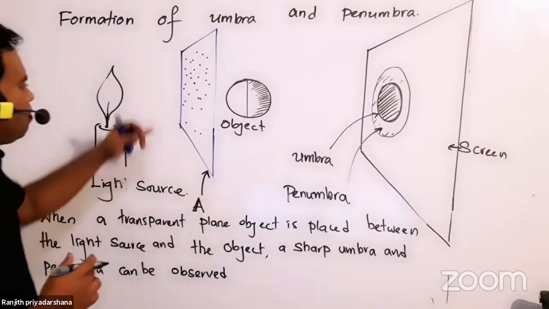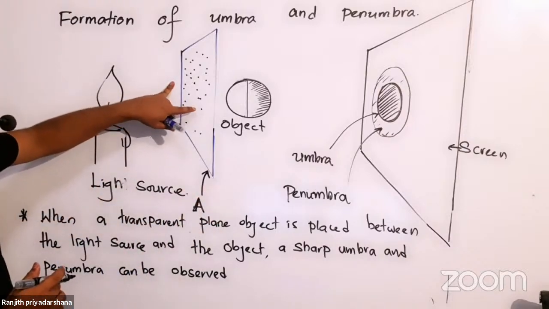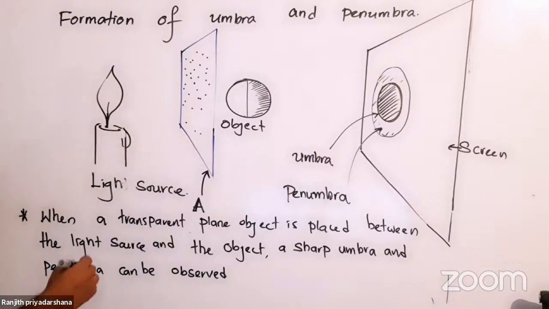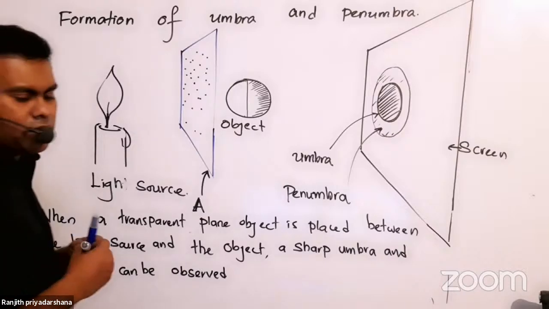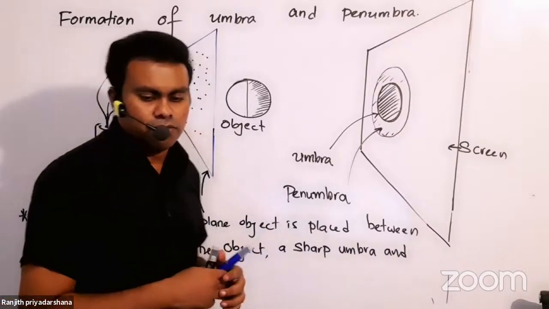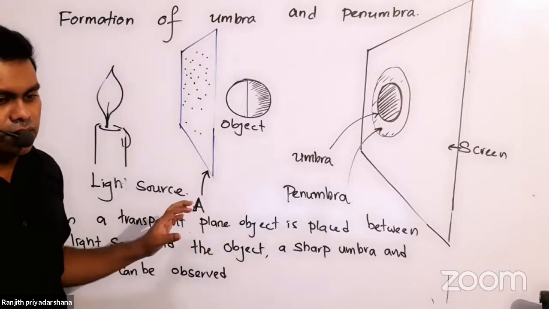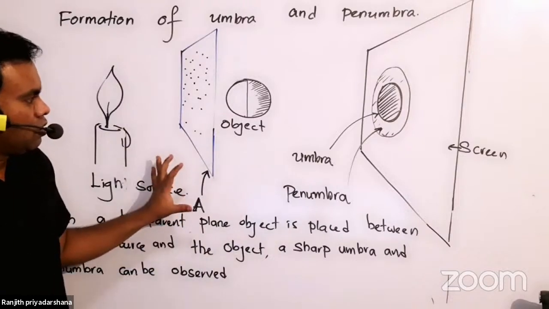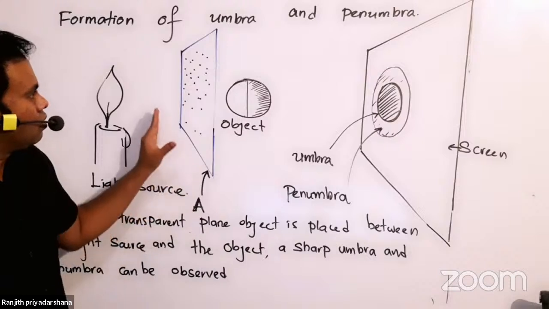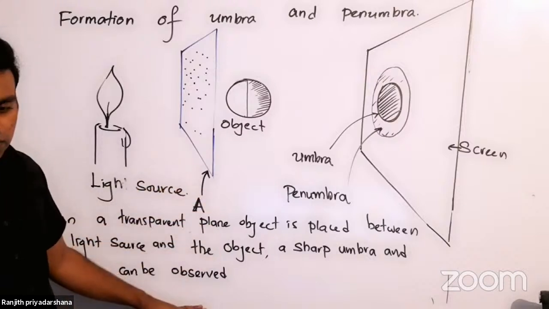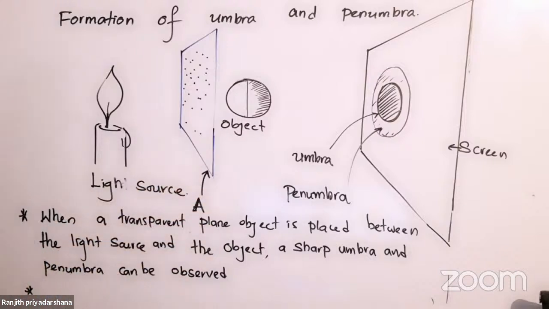But instead of that, if you put a translucent plane, next point we have to write, but before that, in activity 9.2, let's write these down. Okay, like this.